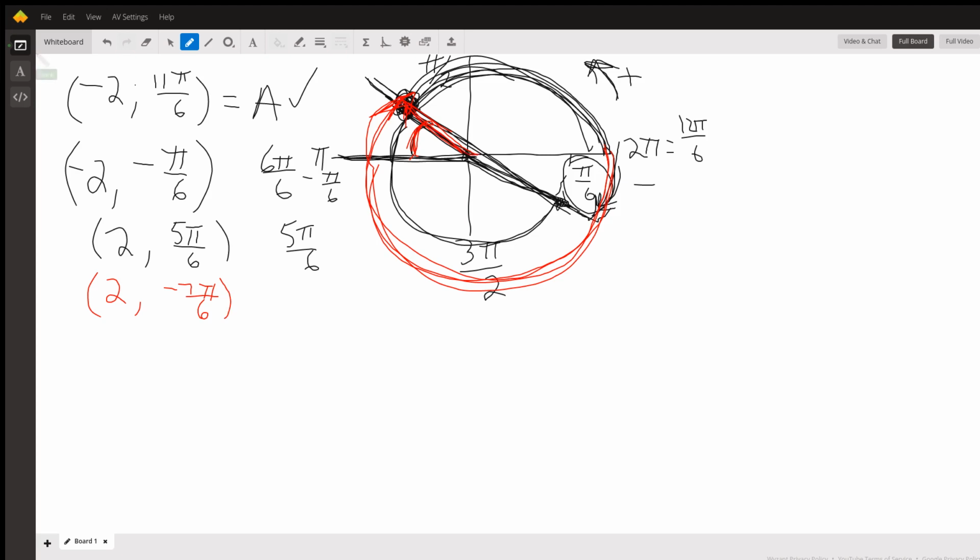So all you have to do is find out where the angle goes. Put your pen there. If you're going out towards it from the origin, it's a positive r. If you're going away from it from the origin, it's a negative r. And then if you ended up there going counterclockwise, it's positive. If you ended up there going clockwise, it's negative. So there's all kinds of ways you can name this point A. (-2, 11π/6), (-2, -π/6), (2, 5π/6), (2, -7π/6). All kinds of different ways to name it.